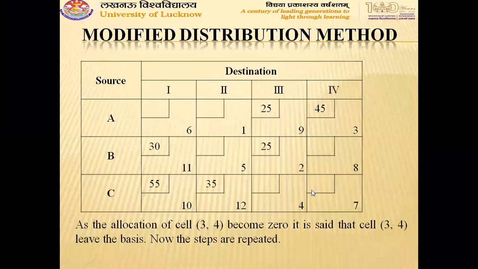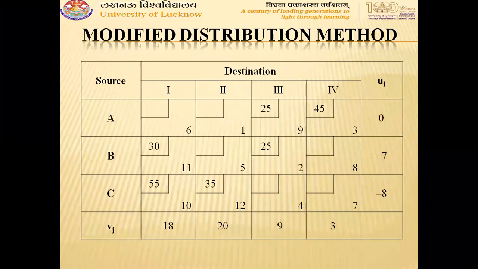Then again we calculate ui, vj and then net evaluations in the same manner. So here I have calculated ui and vj. There is a simpler process as compared to the previous one. By making equations, we can take any one of ui and vj as 0. Here I have taken u1 equals to 0. Now here u1 is 0 and the allocated cell has Cij equals to 9. So to 0, what we add will become 9.